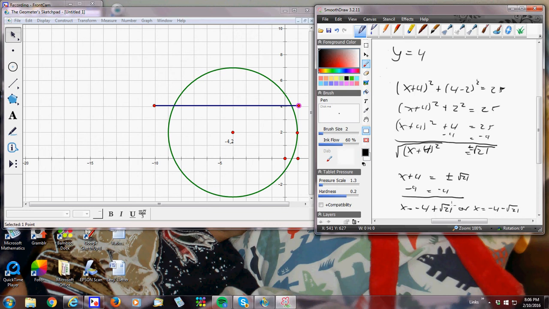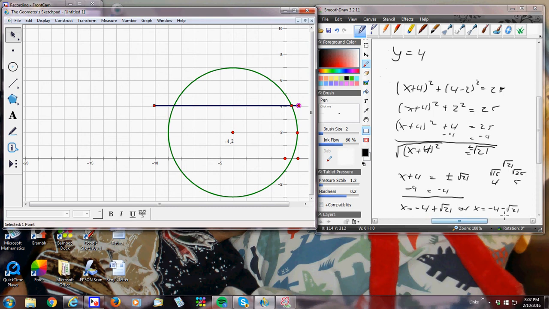And radical 21 is between radical 16 and radical 25, right? So that means that radical 21 is someplace between 4 and 5. So negative 4 plus 4 point something, it's going to be just around here. And negative 4 minus 4 point something, it's going to be like negative 8 point something. So let's see, negative 5, negative 6, negative 7, negative 8. And it's going to be right around there. And that's why you end up with two values. It is possible that if I had done y equals 7, I'd have just got one value.